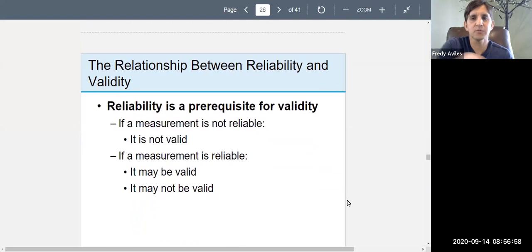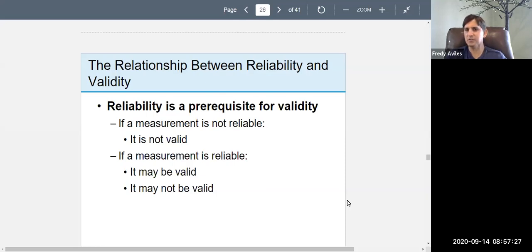Now, what is the relationship between reliability and validity? How do you know if you have a good measure? We talked about reliability, we talked about validity. Here's the thing, and this confuses some people, so I try to put it as simply as possible. Reliability is a prerequisite for validity. That means that if a measurement is not reliable, it is not valid. If something doesn't measure consistently, it cannot possibly be valid.